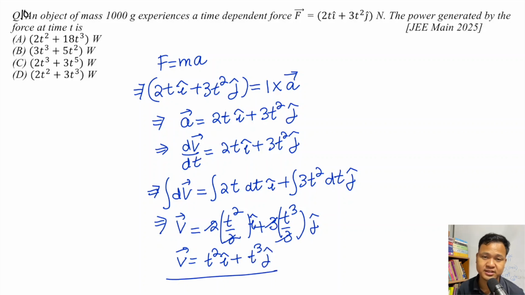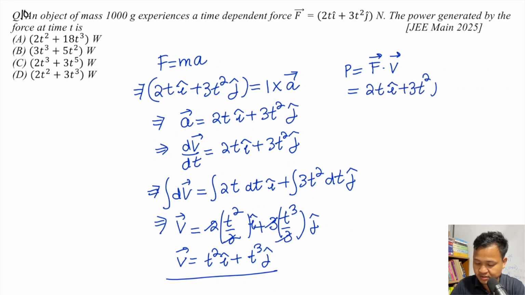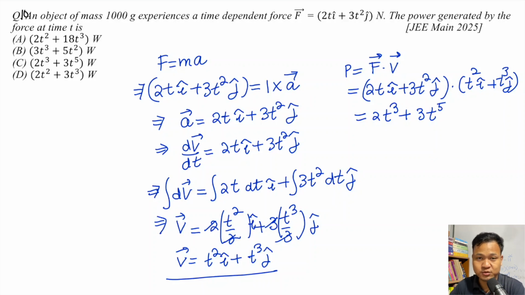Now we need the power, which is F dot v. The force is 2t i cap plus 3t square j cap, and the velocity is t square i cap plus t cube j cap. Multiplying, we get 2 into t cube plus 3 into t power 5. t square times t cube is t power 5.